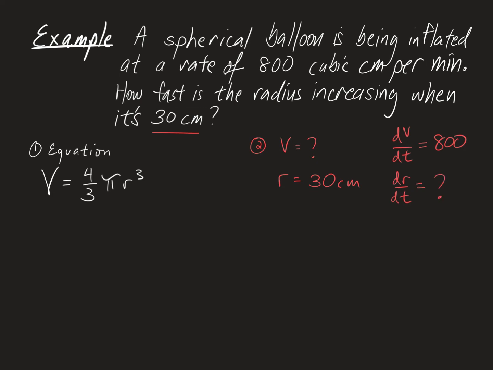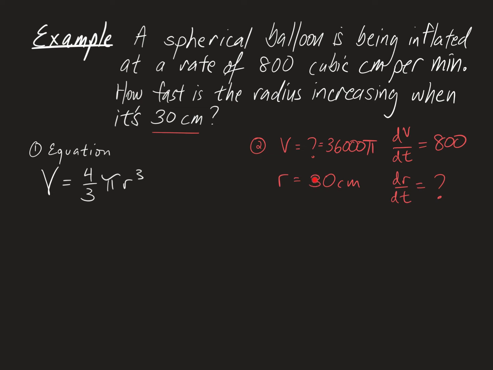So we don't know that either. I'm going to go ahead and just compute the volume very quickly by substituting 30 in for this r, which ends up being a whopping 36,000 pi cubic centimeters. Yeah, that's a big ol' balloon. Anyway, so we found everything we need to know. Will we use this? Who knows, but we have access to it if we need it.